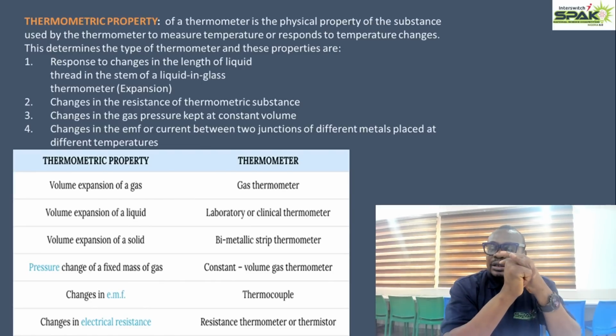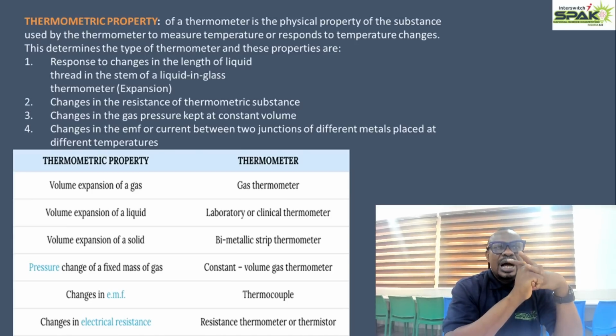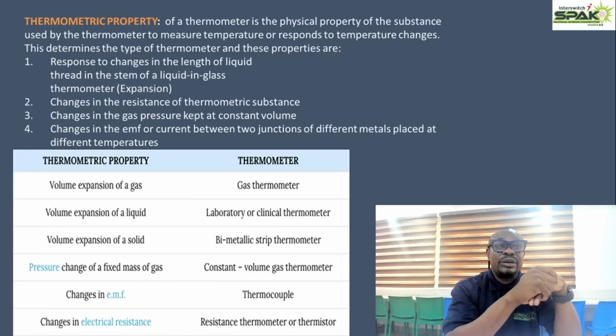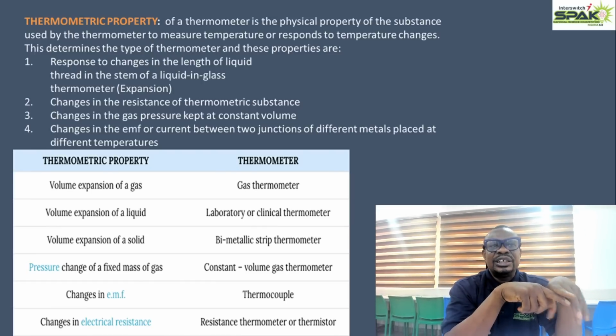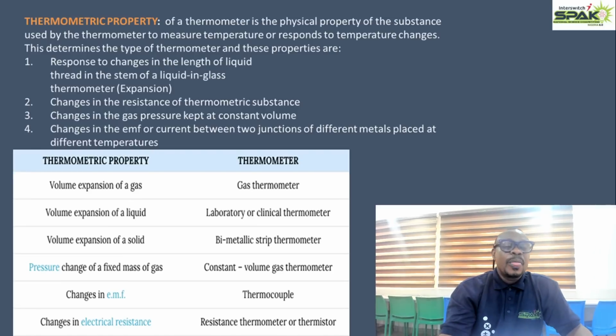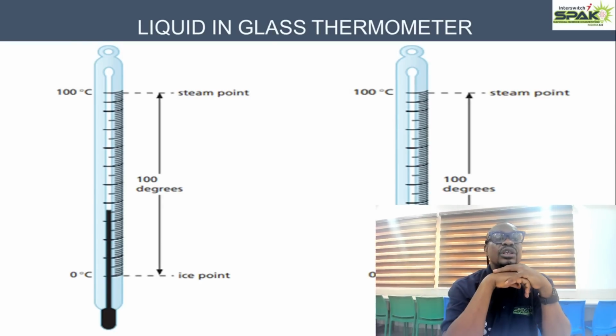Then alcohol cannot be used to measure high temperature, because the boiling point for alcohol is 78 degrees Celsius. So that is why mercury has an advantage over it. But alcohol can be used to measure lower temperatures, because its melting point is about minus 115 degrees Celsius. So you can see that some of these liquids have their own advantages and disadvantages for being used as thermometric substances. Okay, so here we have the liquid in glass thermometer.